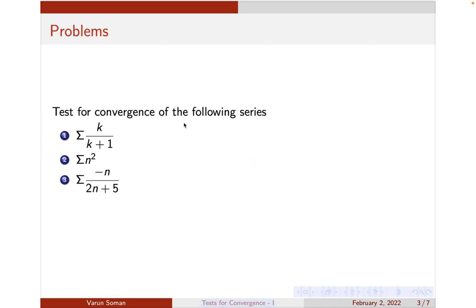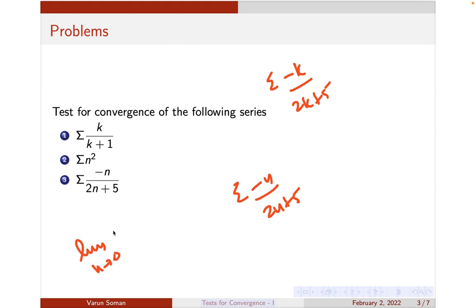Okay, one more example. Minus n by 2n plus 1. As per our notation, if you are using k, you can also use n, no issue in that. So it is actually the series minus k by 2k plus 5. I'll use the notation n for you. The letter doesn't matter. Here the nth term is minus n by 2n plus 5. So limit n tends to infinity un is limit n tends to infinity minus n by 2n plus 5. Can you find out the value here? Take the maximum power of n outside.